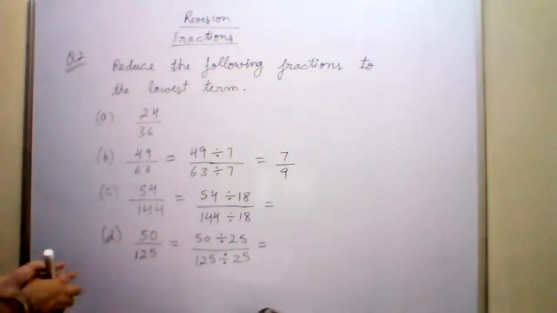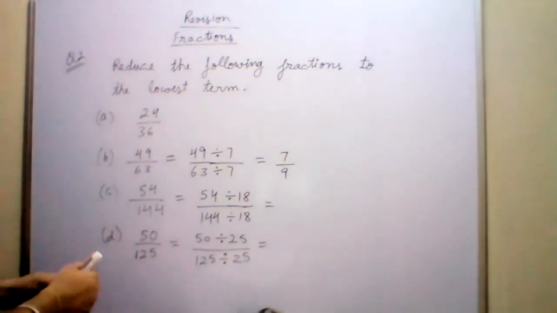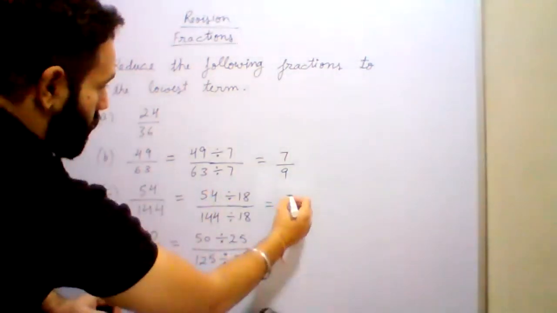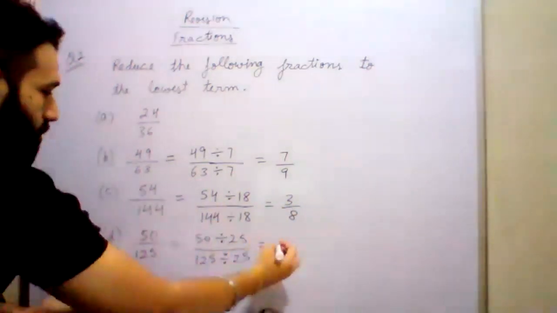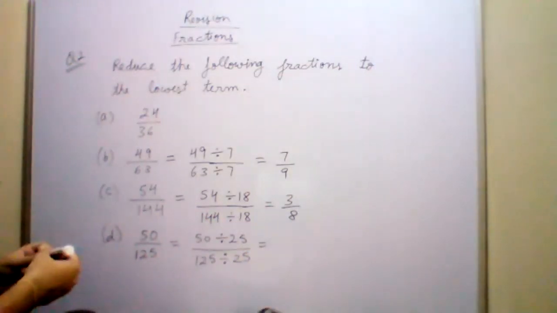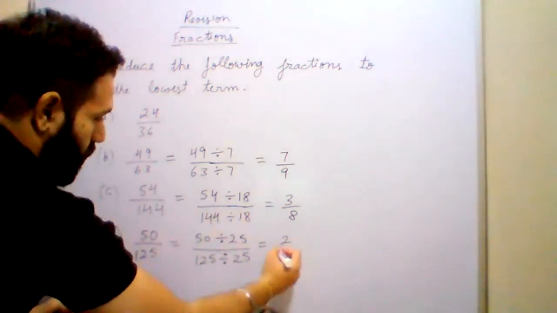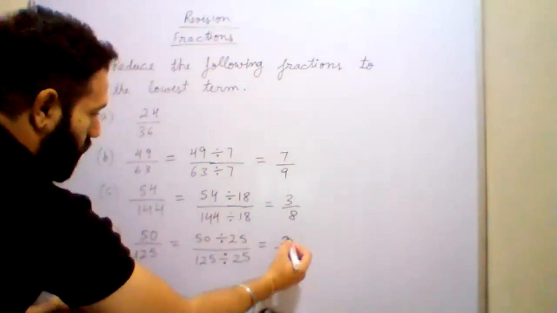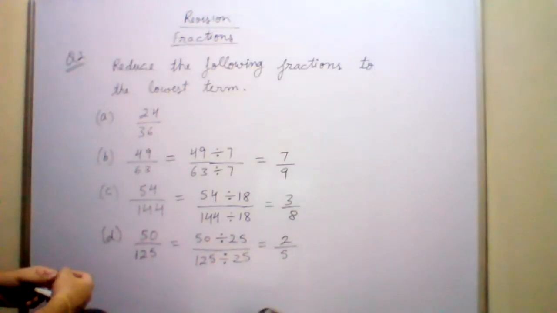Fourth one. The answer of the third one is 3/8. Very good. And the answer of the fourth one is? Sir, the last one is 2/5. Very good. 2/5. I am giving you a small revision of finding the HCF also.